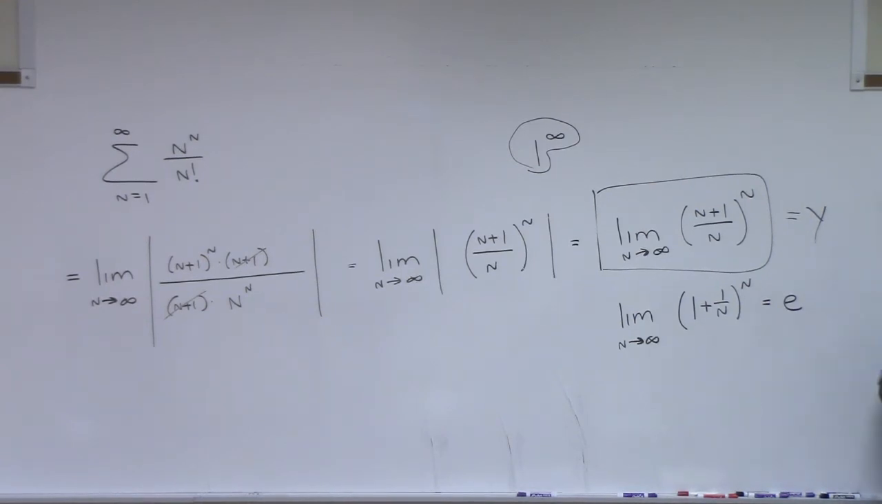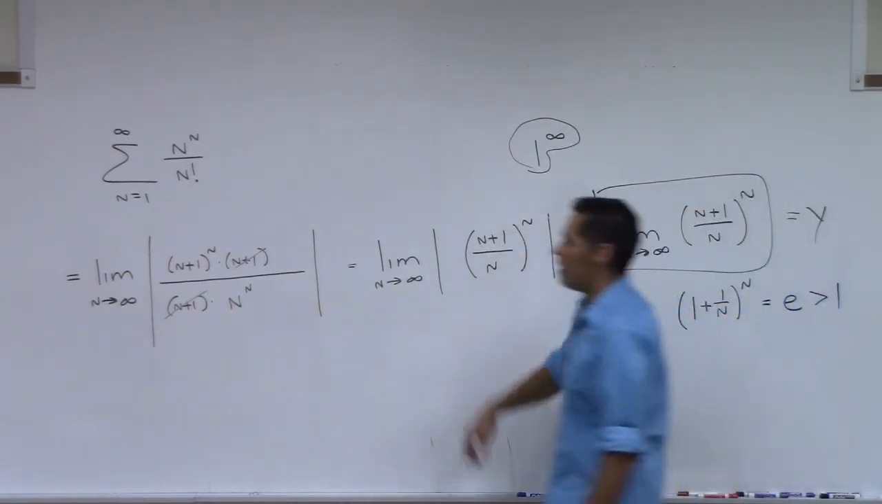And what can you tell me then? e is bigger than 1, right? And so what does this series do? Diverges.